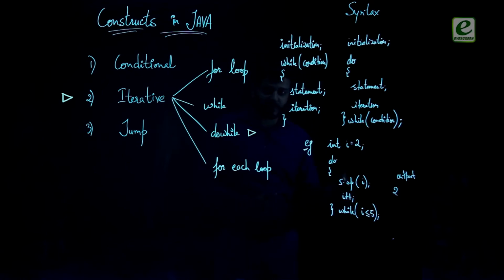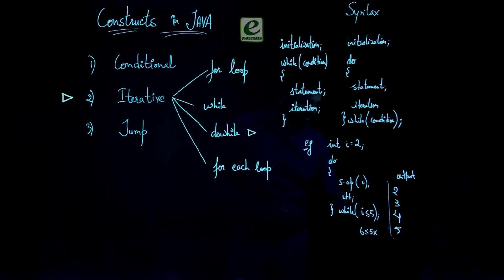i plus plus. So i's value is incremented. So now 2 plus 1 is 3. So is 3 less than 5? Yes. So 3 is output. Now it is incremented. So 3 plus 1, 4. 4 is less than 5. True. So now again 4 will be printed. 5 is less than or equal to 5. True. 5 will be printed. But now i's value is 6. 6 is less than or equal to 5. False. So the loop will terminate.